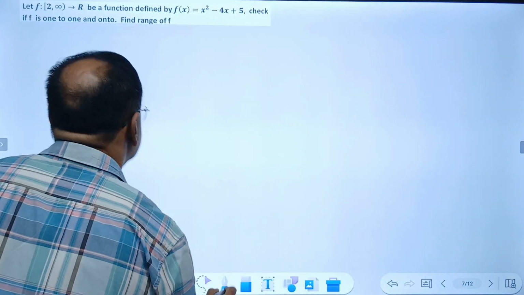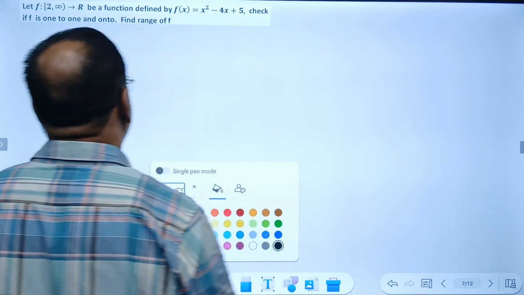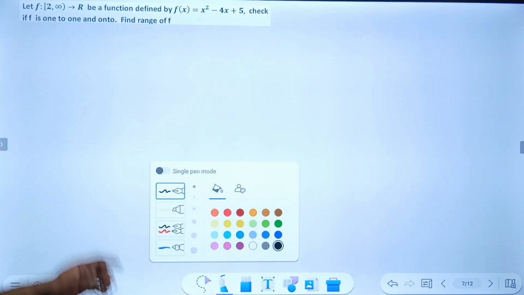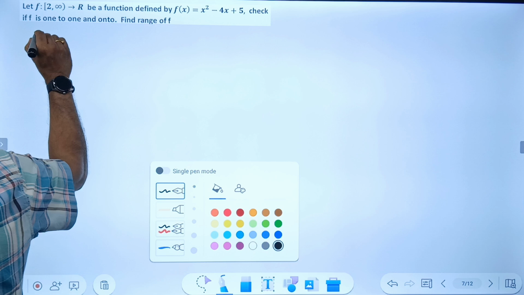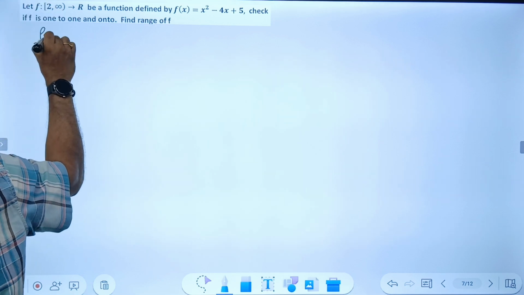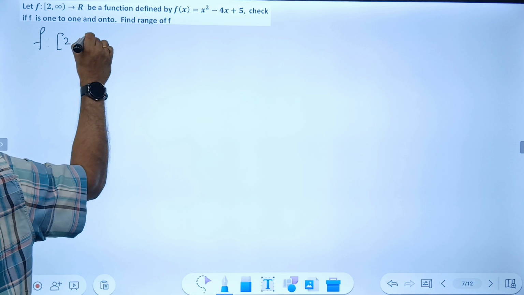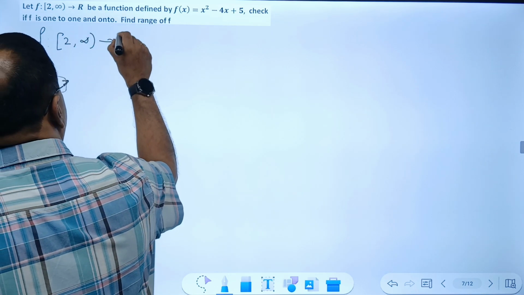Now next, go to the next question. It is a question from NCERT exemplar. Okay, this is a question from NCERT exemplar. It's a very nice problem. f is a function from 2 to infinity. From where to where? From closed interval 2 to open interval infinity. And how is it onto what? Onto real numbers.